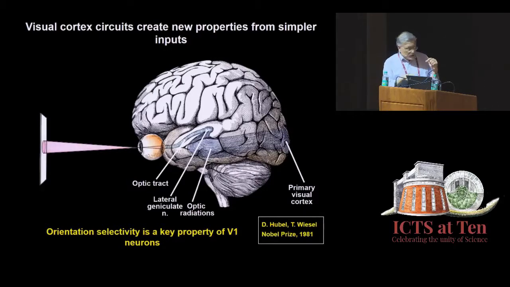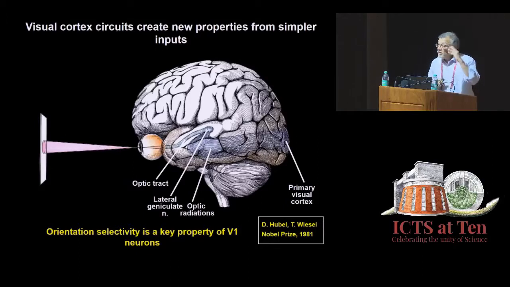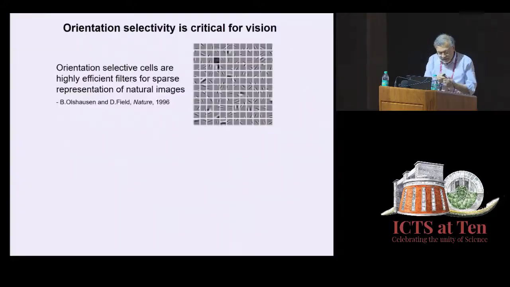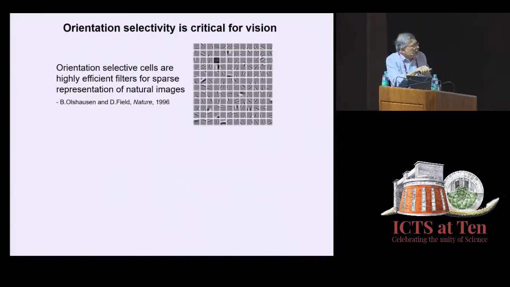They discovered the property of orientation selectivity, which is that a single neuron in the brain responds not to a spot of light or to light everywhere, but to an oriented light and dark edge. Why is that interesting? There are many, many reasons why it's interesting, but now the most important is from this paper by Bruno Olshausen and David Field, where they showed that if you take a natural image like this, orientation selective cells are highly efficient filters for sparse representation of natural images.